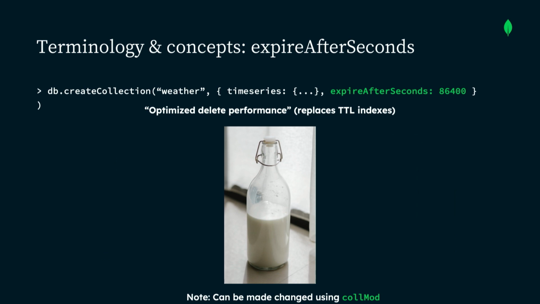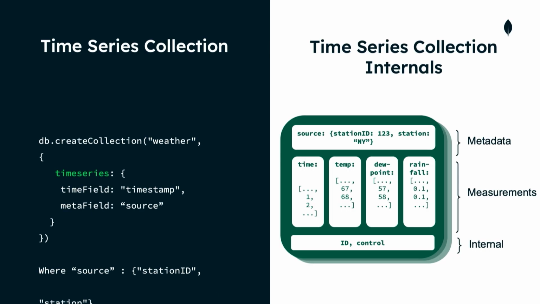Expire after seconds is another one, and this is if you want to efficiently delete your data after a period of time. So some data is like milk. It has lower value once it ages, so you might not want to keep storing that in a highly performant cluster. And so just by setting the time, in this case it's 1 day, expressed in seconds for expire after seconds, the data will be deleted very efficiently because it's stored in order by time, so we can do that really efficiently. Again, this can be modified with collMod.